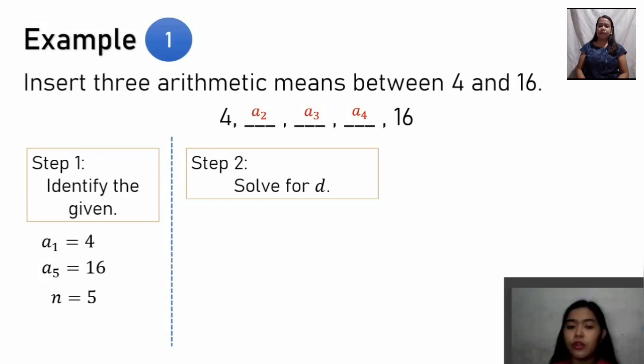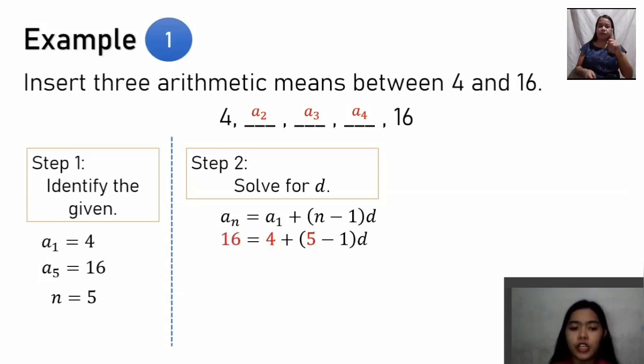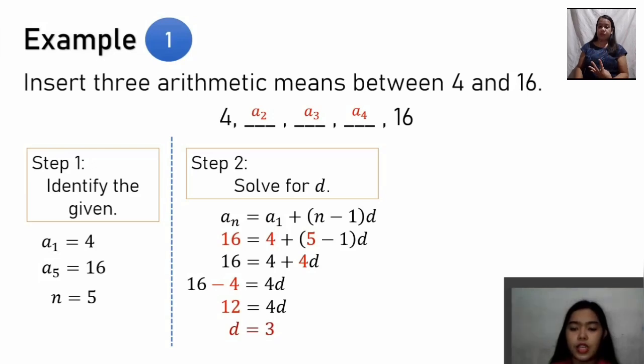Step 2, we are going to solve for d. Remember that d is the common difference. We use this equation, a sub n equals a sub 1 plus n minus 1 times d. So our a sub n here is 16, or the a sub 5, the fifth term. Our a sub 1 is 4, or the first term. n is 5, that is the number of terms. And d is the common difference. So let us simplify. 5 minus 1 is 4. So that is 16 equals 4 plus 4d. 16 minus 4 equals 4d. 16 minus 4 is 12. Then we get the value of d, which is 3.